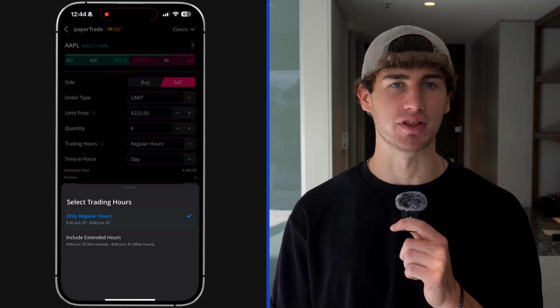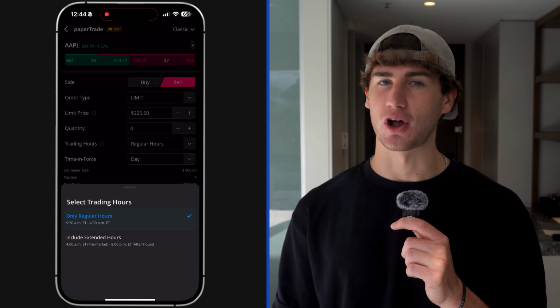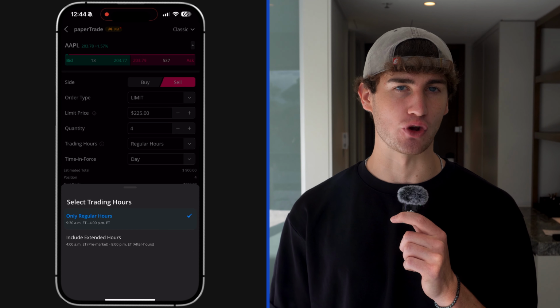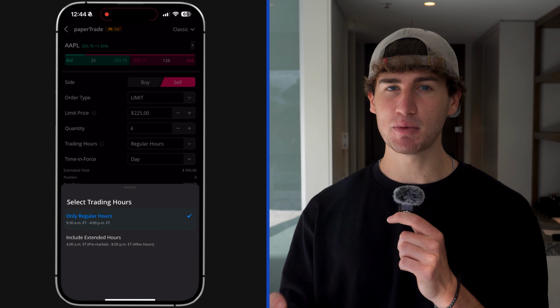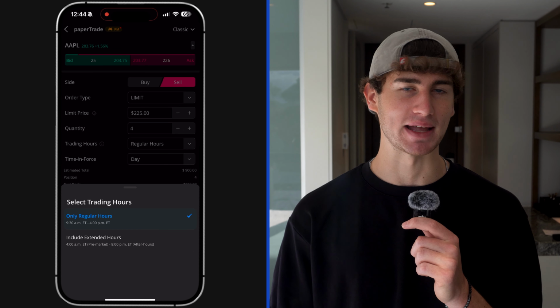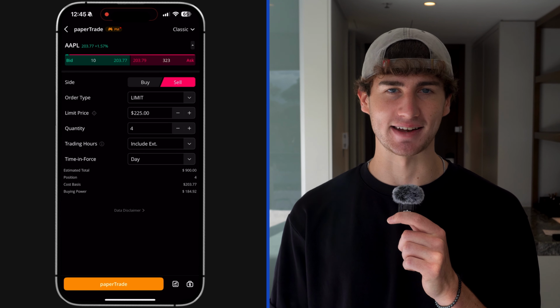You can choose to have the trade execute during regular hours only or during both regular and extended hours. Stocks can experience crazier swings during extended hours, but a limit order protects us from that by guaranteeing we get $225 or better for our 4 shares. So we're going to include extended hours here.